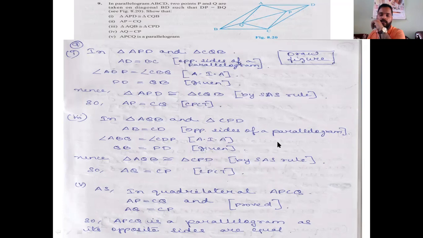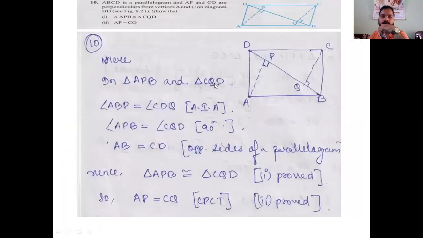Okay, so moving on to the next question, number 10. Here it is told ABCD is a parallelogram and AP and CQ are perpendiculars from vertices A and C on diagonal BD. Perpendicular means it will create an angle of 90 degrees. So perpendiculars from vertices A and C, you can look at the figure, okay? So now it is asked to show APB is congruent to CQD.